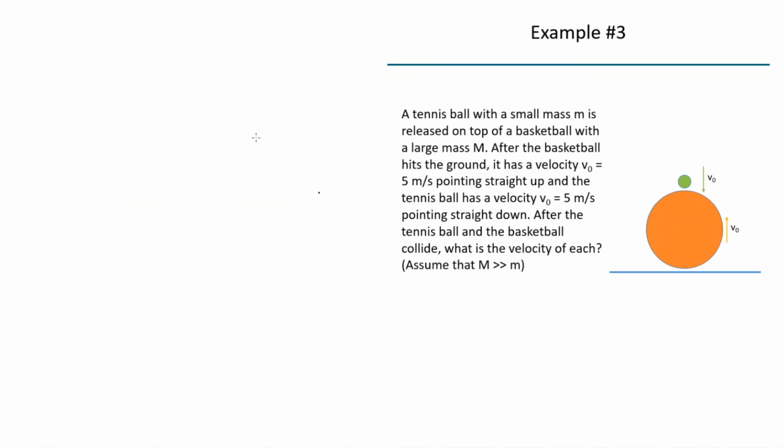So let's go ahead and use conservation of momentum to solve this problem. First, I'm just going to define the vertical direction as the y direction. So I can say that the tennis ball has an initial velocity, let's call it v naught for the tennis ball, which equals minus 5 meters per second j hat. And the basketball has an initial velocity v naught basketball equals plus 5 meters per second j hat. So this is a one-dimensional collision problem. All of this is happening along the y direction. And we know that this is an elastic collision.